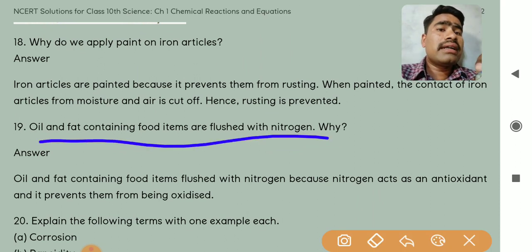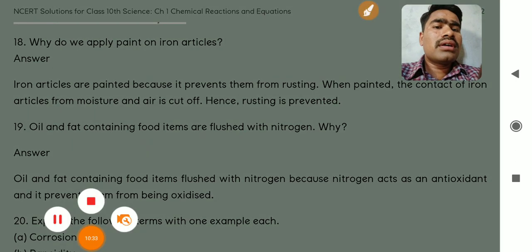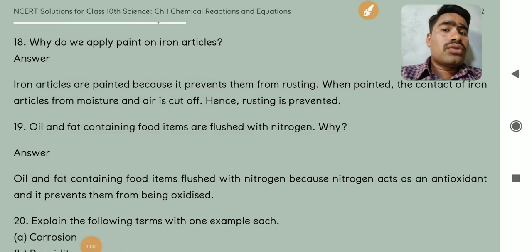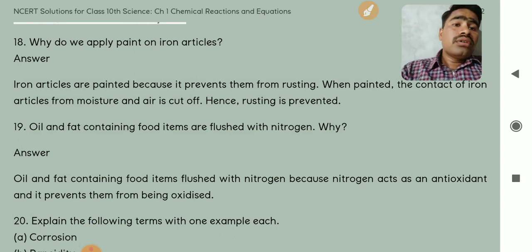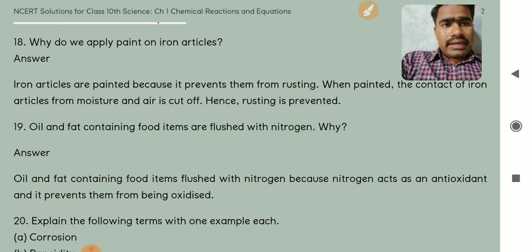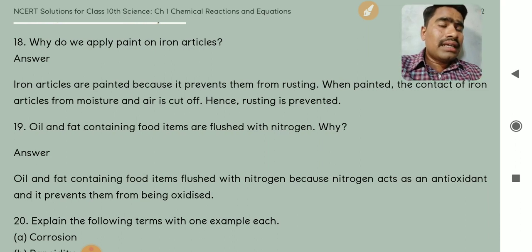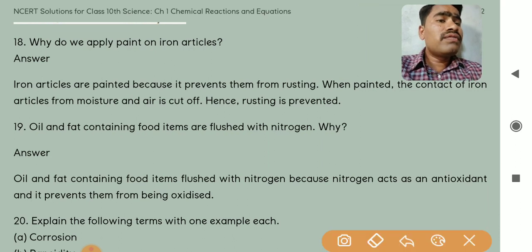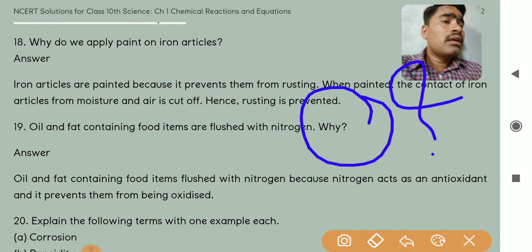Second is, oil and fat containing food items are flushed with nitrogen, and why? Okay, why do we flush oil and fat containing food with nitrogen? Now if you go to the market and buy a chips packet, when you cut it open, the air comes out. That air is not simple air, that is actually nitrogen gas. Why do we fill nitrogen gas in the chips packet or this oil and fat containing food?